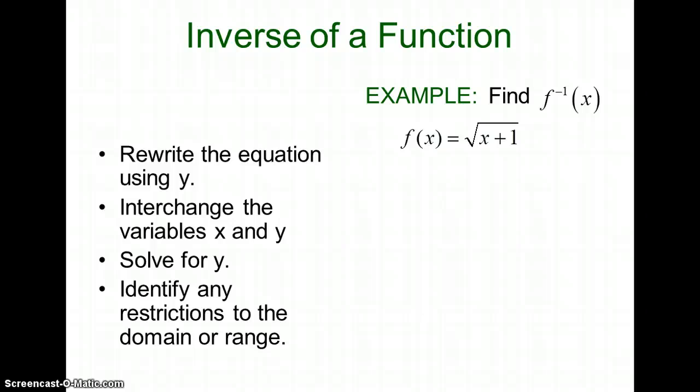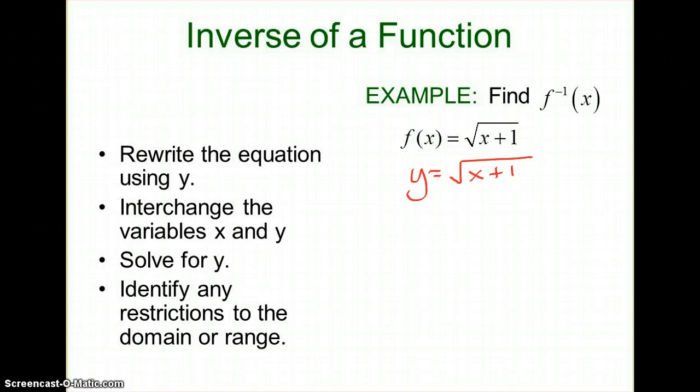Okay, so let's do one with function notation. And we're going to do the inverse of the function f of x equals the square root of x plus 1. Okay, so since we need to interchange the variables x and y, the first thing that I'm going to do is I'm actually going to remove my function notation, and I'm going to rewrite this and put my y equals back in there, just so that I can simply switch my x and my y a little bit easier.